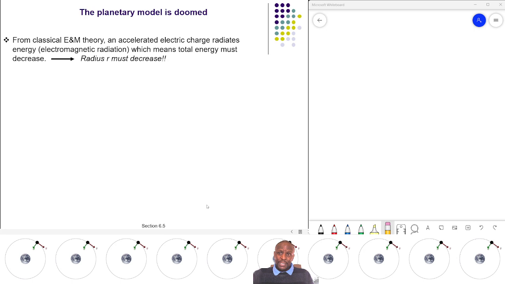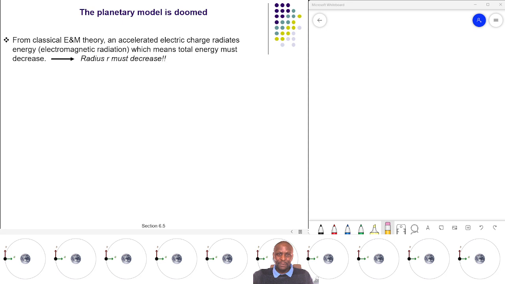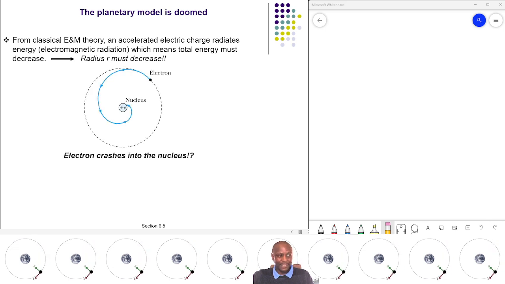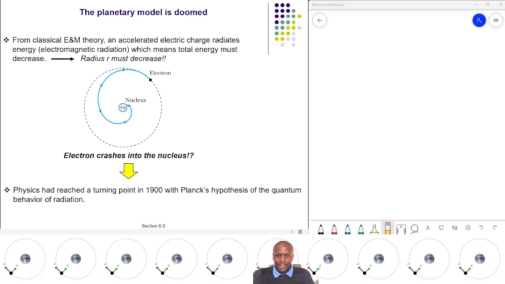However, I must also state that when we consider the classical electromagnetic theory, the planetary model is doomed. It doesn't apply because an accelerated electric charge radiates energy or electromagnetic radiation, which means that total energy must decrease and radius must decrease. As this electron loses energy, that radius must decrease up to when this electron crashes with the nucleus. This is what the classical theory is actually telling us.